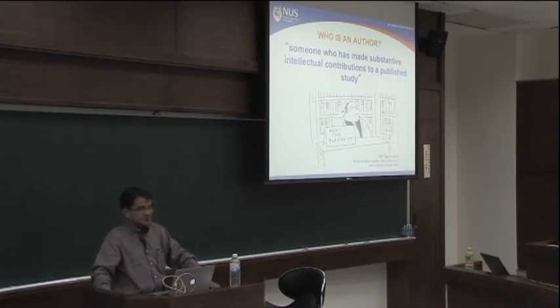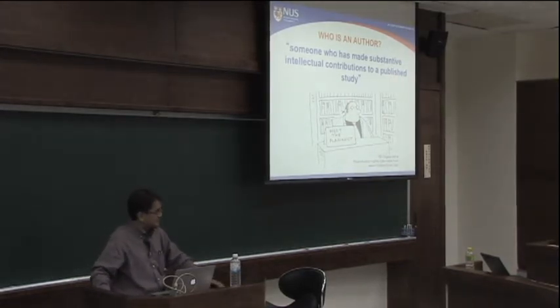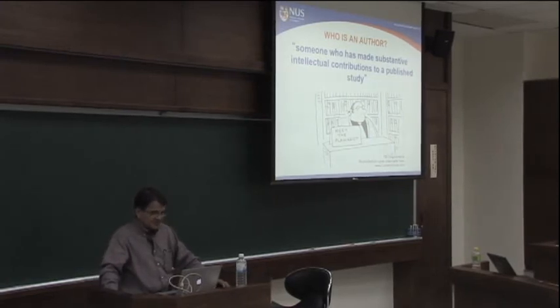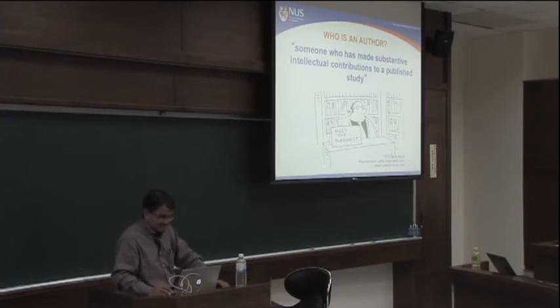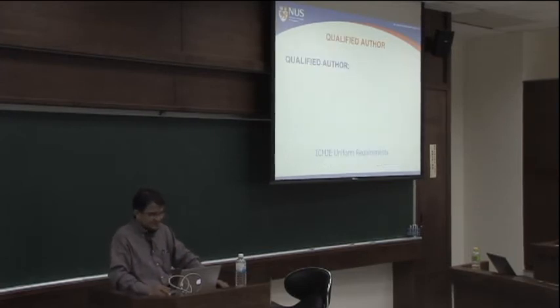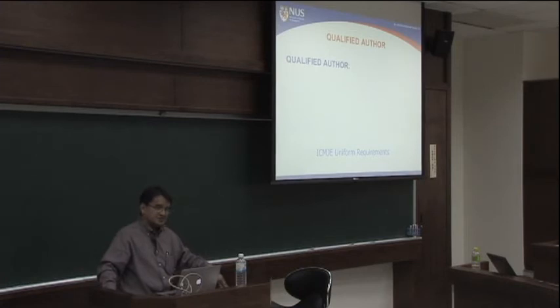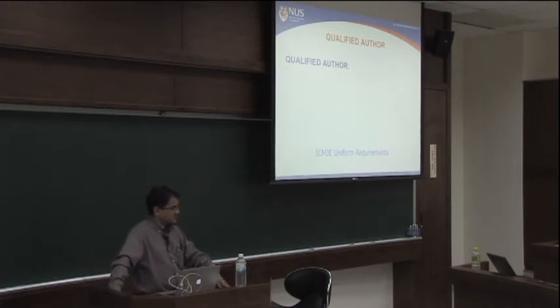So who is supposed to be an author? Let's start with a basic definition. An author is someone who has made substantive intellectual contributions to a published study. That doesn't tell us very much. But one of the standard bases for determining who has a right to be considered an author would be the ICMJE uniform requirements. What do I mean by ICMJE? The ICMJE is the International Committee of Medical Journal Editors.